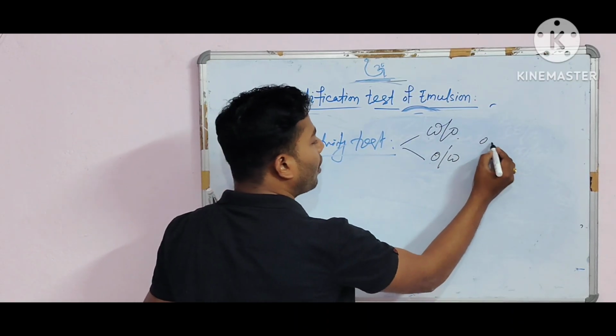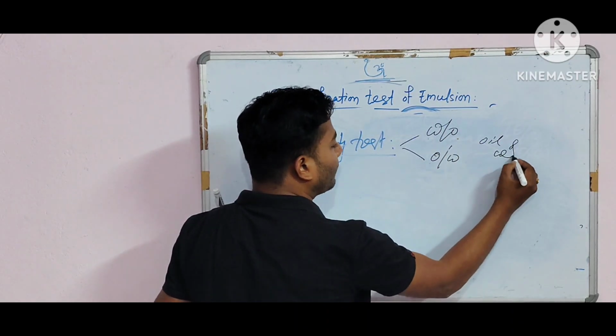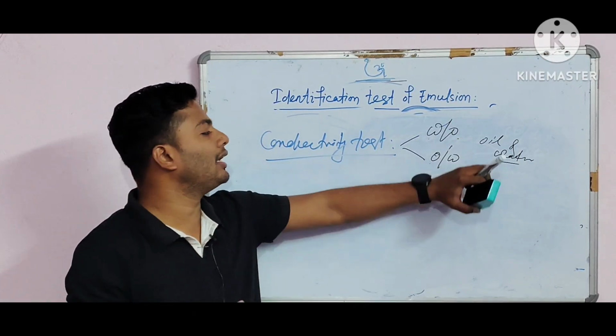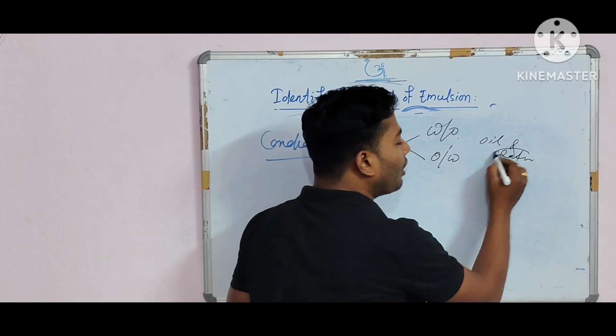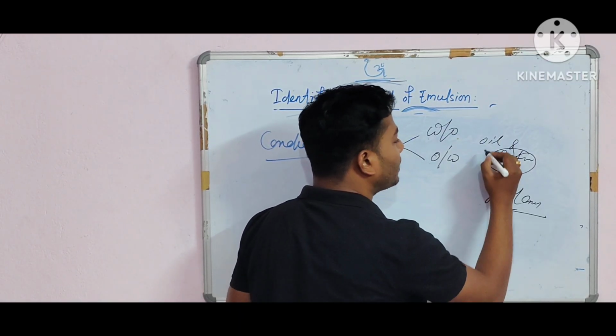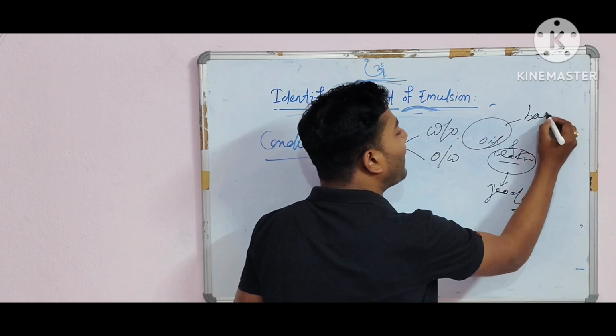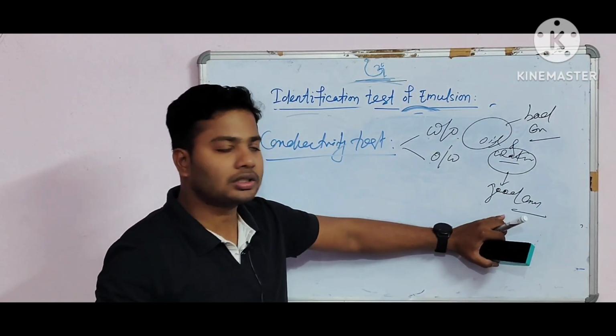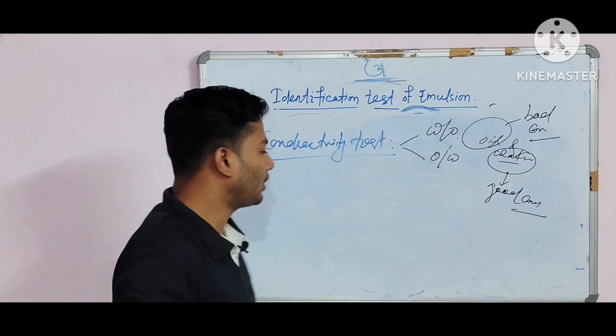The composition is oil and water. So first of all, you should know which one is the good conductor for electricity. Now all of you know water is the good conductor for electricity and oil is the bad conductor for electricity. Clear? Water is the good conductor and oil is the bad conductor.